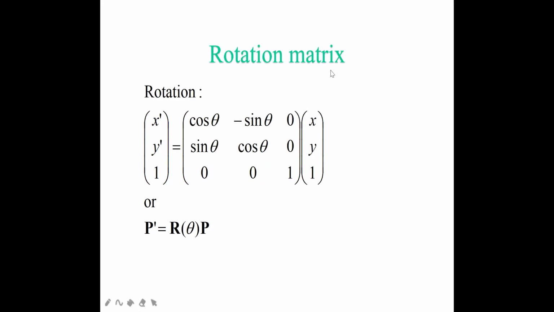Similarly, for the rotation matrix: cos theta, minus sin theta, 0; sin theta, cos theta, 0; 0, 0, 1. So this one will be your rotation matrix, and for your new vector points it will be x dash, y dash and 1. Then your original initial point will be x, y, 1. So you multiply your initial point with the rotation matrix, and you find the new point, the new point vector. So this is a formula which we have already done.